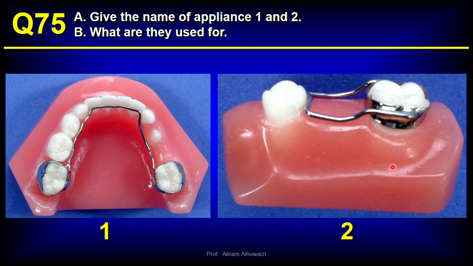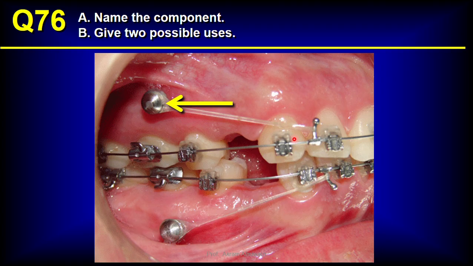Give the name of the appliance. 1, it's a lingual bar, and 2, it's a banded loop. What's their use? They're used as space maintainers. Name the component, and it's a temporary anchorage device or a mini screw. Give 2 possible uses for it. It could be intrusion of molars or retraction of incisors.